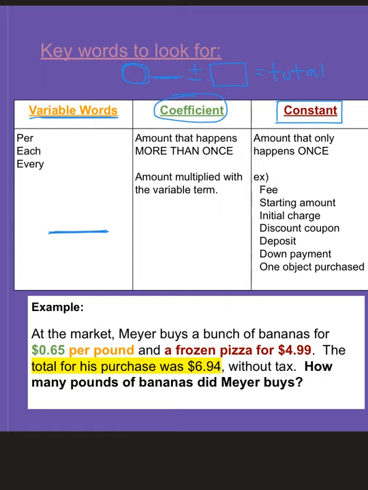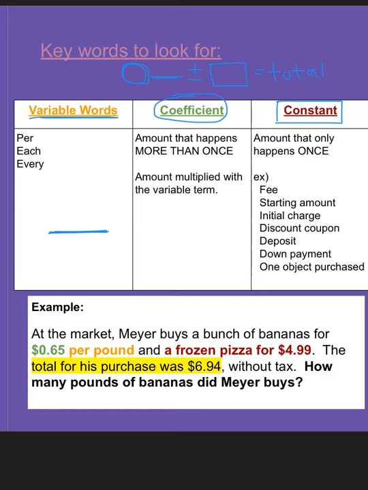All right, so we do have an example of what a problem would look like, but the example down below is worked out on the next slide. Before I move to the next slide, I can see my variable words to look for: per, each, every, things like that. My coefficient is the amount that happens more than once.